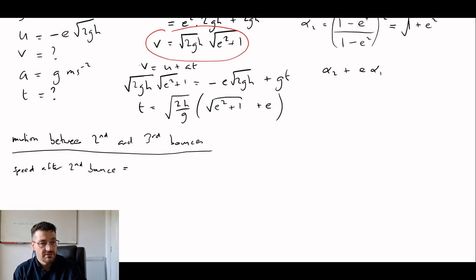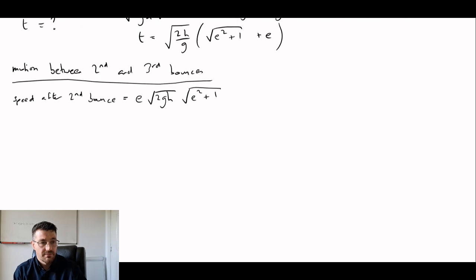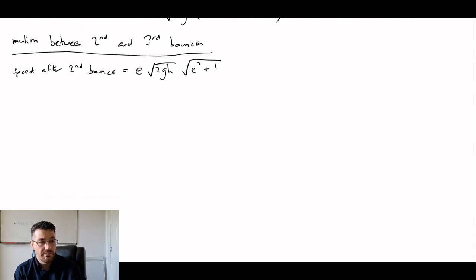So it's e times the square root of 2gh times the square root of e squared plus 1. So now we can get on with the suvat. Again, remember that this is going to be in the upwards direction. The particle, or whatever it is, bounces upwards. Here I've not written it in, but this is dealing with the vertical direction.